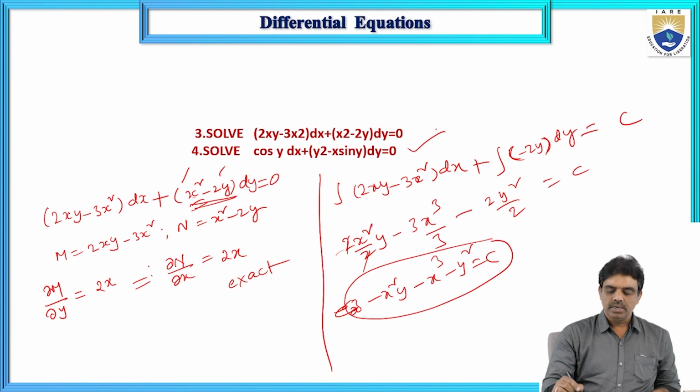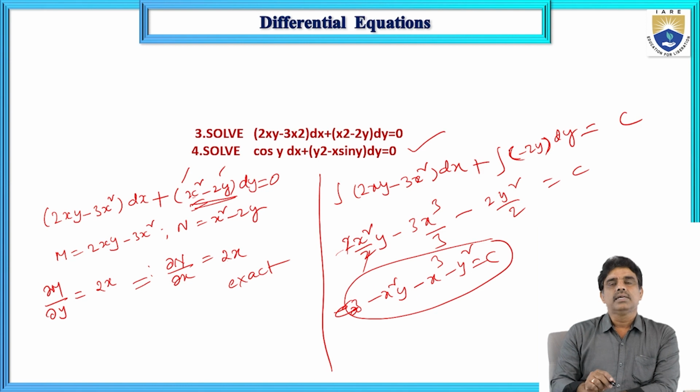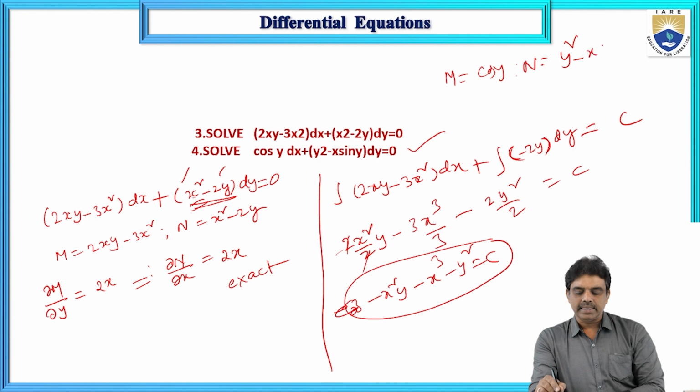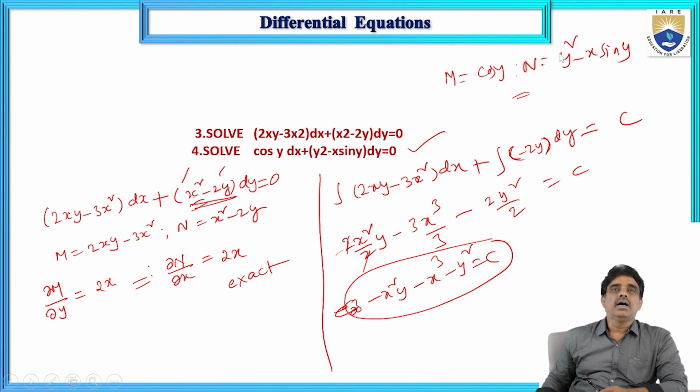This will be considered as an example, and you do this one on your own: cos y dx plus (y square minus x sin y) dy is equal to 0. In this problem, M is cos y, and N is y square minus x sin y. Then dou M by dou y, the partial derivative with respect to y, is minus sin y. Dou N by dou x is 0 for the first term and minus sin y for the second. So both are the same. That means it is also an exact equation, and I leave the rest of this problem as homework.